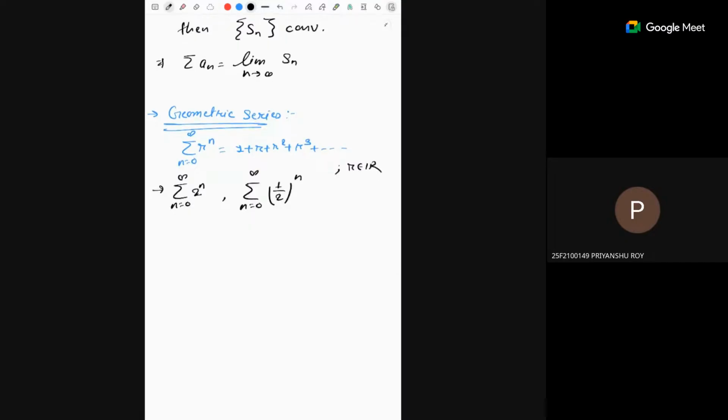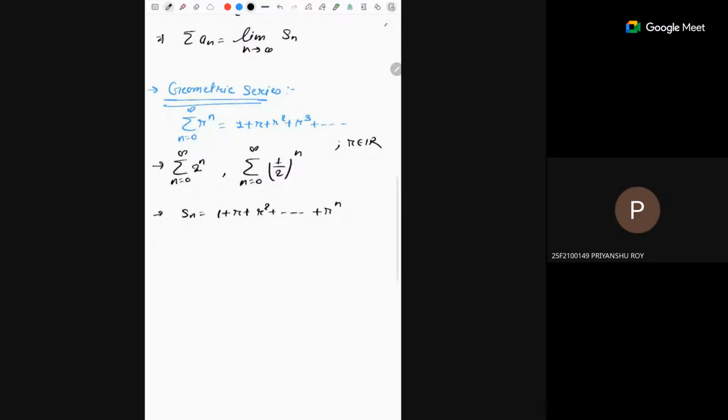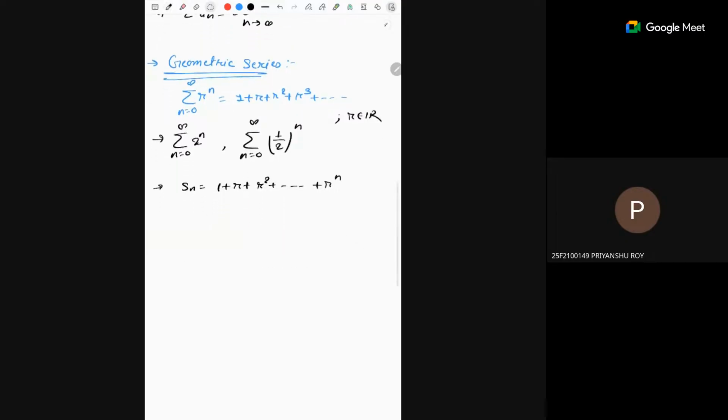Now what will be the sequence of partial sums here? The sequence of partial sums S_n will be 1 plus r plus r square and so on plus r to the power n. But here the fact says that the geometric series converges. Let me first relate S_n with r. So this is the value of S_n. Similarly, we can find the value of r S_n, which will be r plus r square plus r cube and so on plus r to the power n plus 1. I'm just multiplying by r.